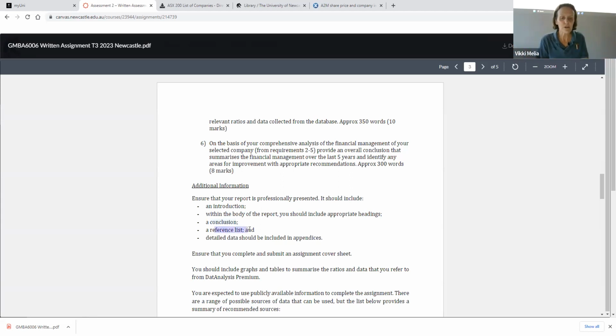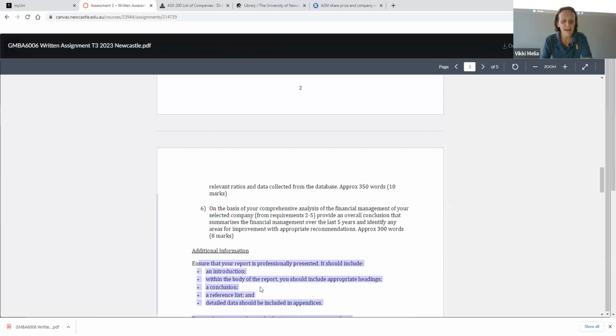Don't forget to include a reference list. So make sure that you put a reference list that doesn't count in the word count. And if you have detailed data, like if you get the report from the database and you wanted to include that, any really detailed data put in an appendix rather than putting it into the body of the report. It's good to put small tables and graphs in the body of the report, but really big tables, like a massive table that would take up half a page, is too detailed. I would put that in the appendix and summarize it in the body of the report.